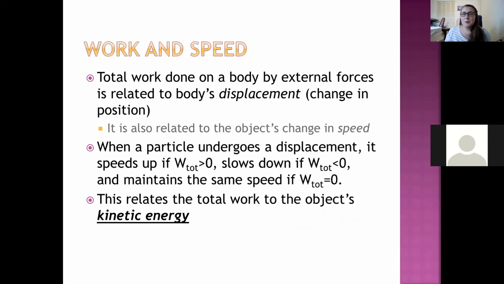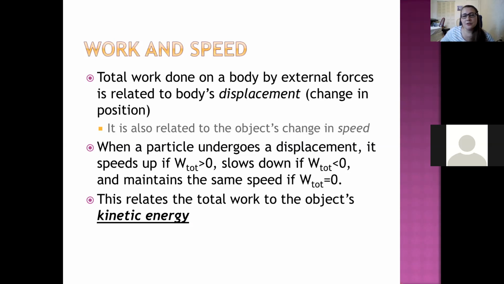So work and speed are related to each other. The total work, as we've already discussed, the total work done on a body by an external force is related to its displacement or its change in position, but it's also related to the object's change in speed because it's related to force. And remember, force is mass times acceleration, and acceleration is change in velocity, which is speed with a certain direction. So the speed does affect the work that is done. Well, the change in speed does.